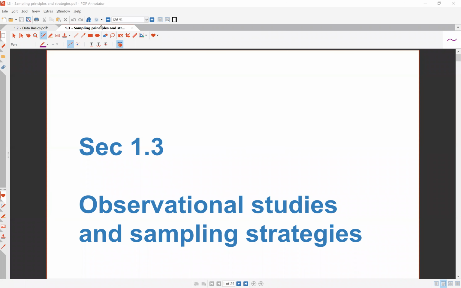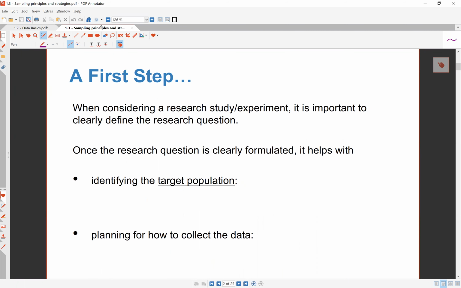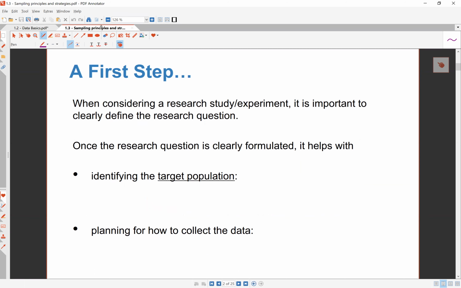So we're going to delve a little bit deeper into the idea of observational studies, and we're also going to talk about how to take good samples and what kind of samples are available to us to take. So whenever you start off on a research project, it is important to make sure that you clearly sit down and define the research question.